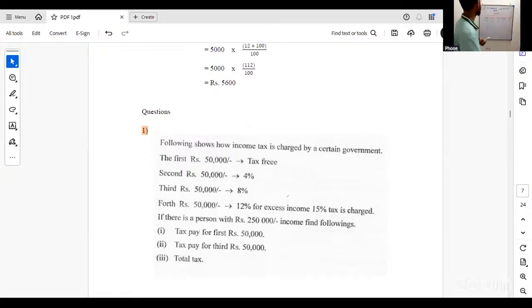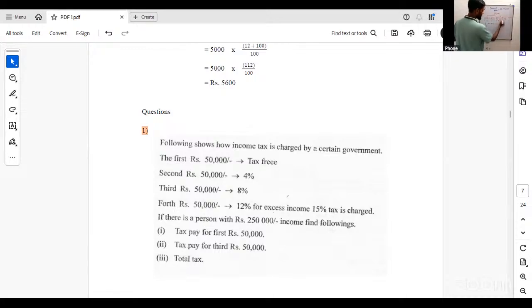Right. Part 1. What does it say? Find the tax paid for the first 50,000. For the first 50,000, the tax is free. That means he doesn't need to pay taxes. The first 50,000 is tax free. This is part 1's answer. Part 2. The tax paid for the third 50,000. This is the first one, second, third. So for the third 50,000, he has to pay how much?